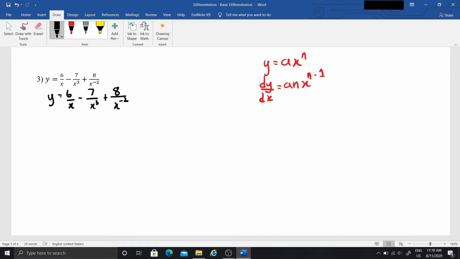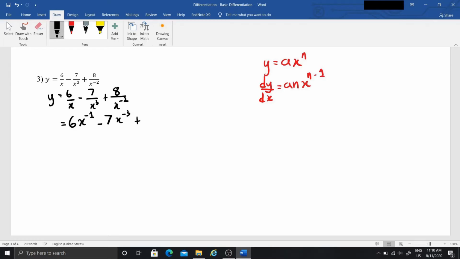And then, by using index laws, you can refer to my index guide. We can convert the x from the denominator to the numerator. If we do this, the power at the denominator will become negative, which gives us x^-1. And then the second term, the power is 3, but it will give us x^-3 if you flip it to the other side of the equation.